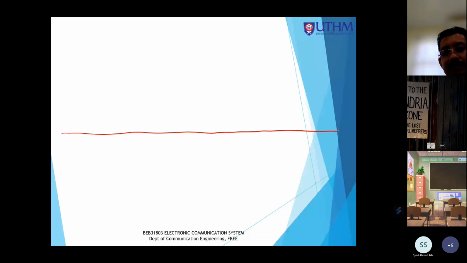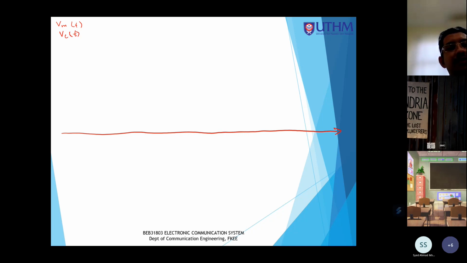So saya nak tunjukkan a very fundamental concept about this frequency band. Okay, katakanlah kita ada satu garis frekuensi. Ini konsep very basic concept, so perhatikan kelas, perhatikan. Remember that kita ada dua jenis signal, iaitu VMT dan juga VCT.